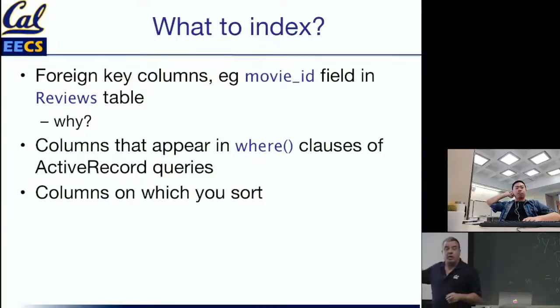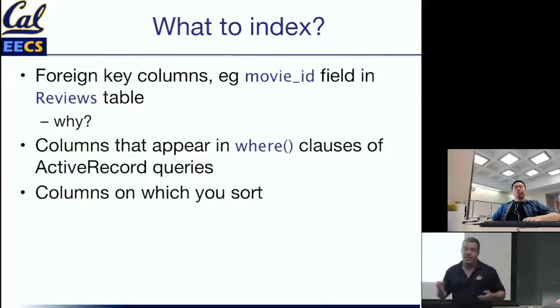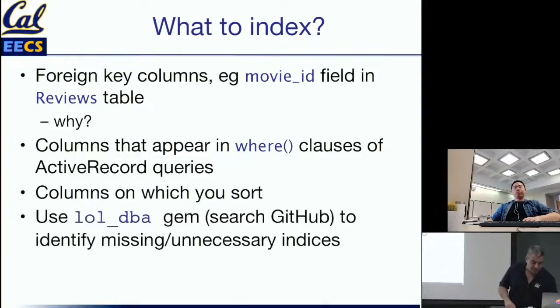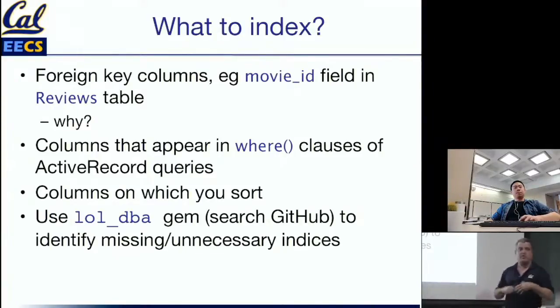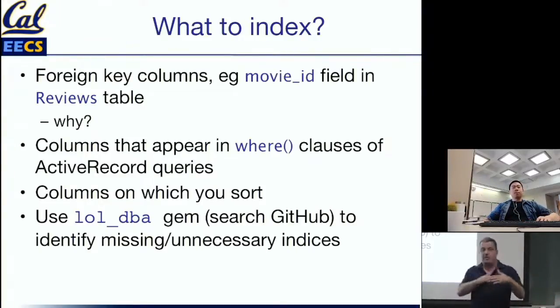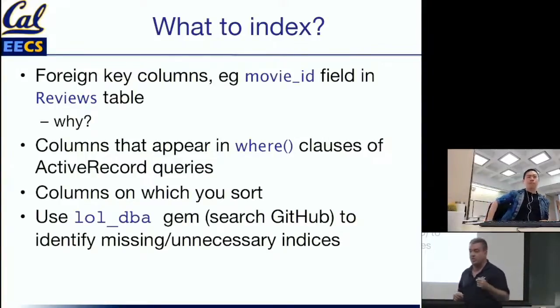Columns that you sort on. If you're ever doing an order by, or if you're trying to get sorted results out of the database, having an index on the sortable column will speed things up. And at least as of last year, there was a gem called lol_dba, for Database Administrator. I don't know if this gem is still around, because gems turn over fast. But if this is not the one, search GitHub or Google, because there are a lot of gems that solve this problem. Basically, they make sure that anytime a database query happens, it can detect whether an index would have been useful. Most of the gems that do this will do it by actually querying the database. The database itself usually logs queries that were stupid because they should have been supported by an index.